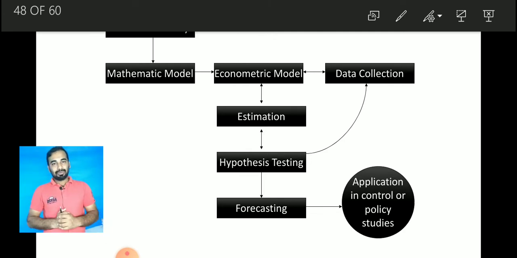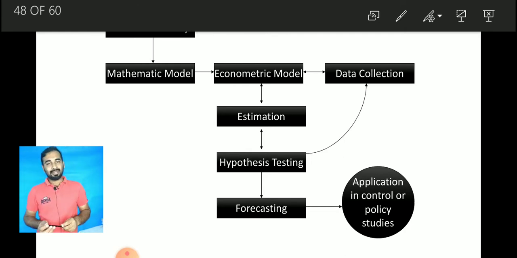So in this video, what I am going to discuss with you is that sometimes we may not have a proper economic theory to do a certain economic experiment or investigation. In the previous example, we took the Keynesian consumption function, where we had a proper economic theory to describe our problem.